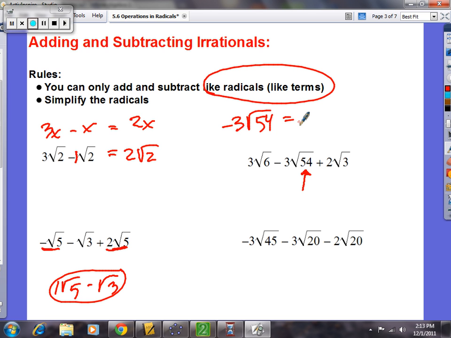So let's just look at negative 3 square root of 54. Okay, I'm going to break it up. I'm going to write this: negative 3 times the square root of what? 9 times what's 54? 9 times square root of 6. I do that because I love this. What's the square root of 9? So here's what you got: negative 3 times 3 times square root of 6. What's negative 3 times 3?